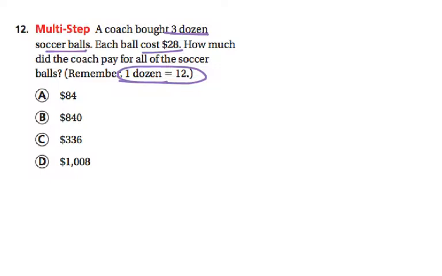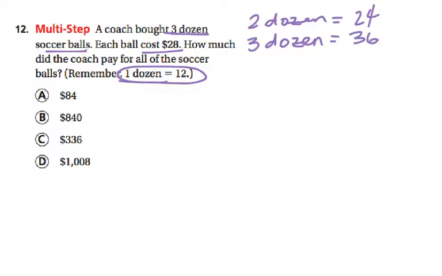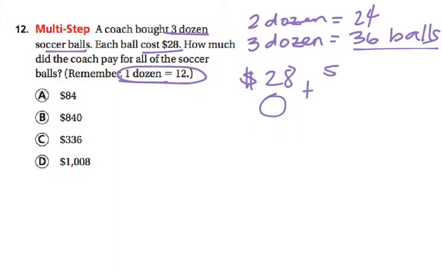So if 1 dozen equals 12, 2 dozen equals 24, and then 3 dozen is 12 more, which is 36. Okay, so we see he has 36 balls that he purchased, and each of the balls cost $28. So 1 ball was 28, and then got another ball, which was another $28. And then they got another ball, and so forth until they got to the 36th ball.